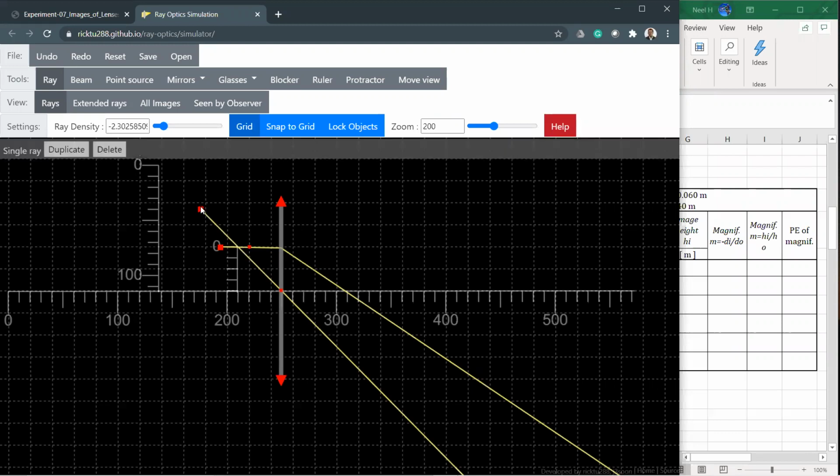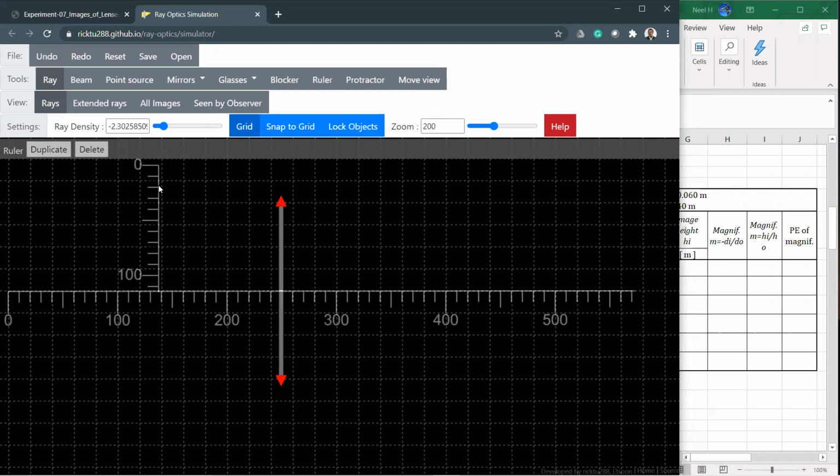Now let's get rid of these rays, and also get rid of these rulers. The meter ruler and the lens we can keep as they are, nothing is going to change. The only thing changing is the focal point, right? Because if I put the focal point to negative 60, you can see that the red arrow direction changes automatically. That automatically adjusts the lens into a diverging type.